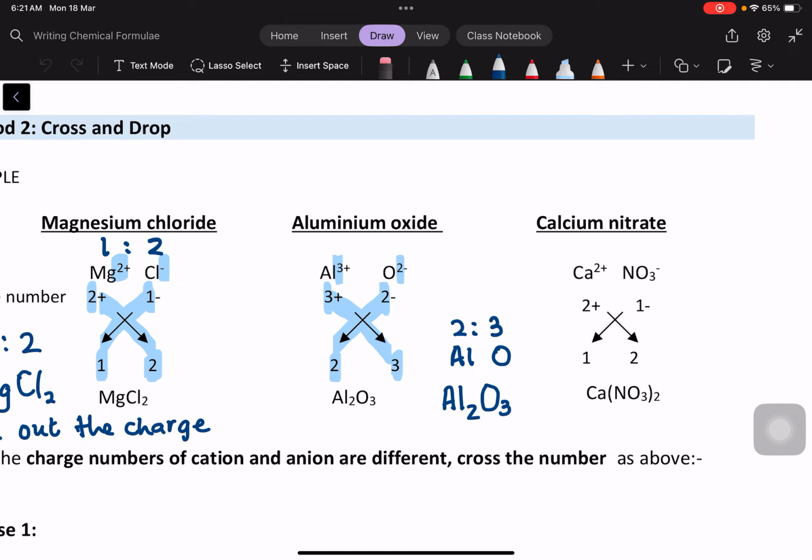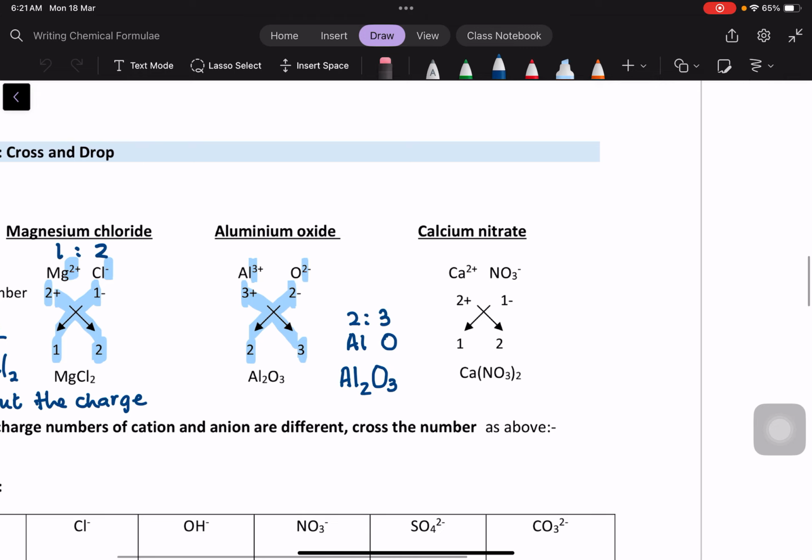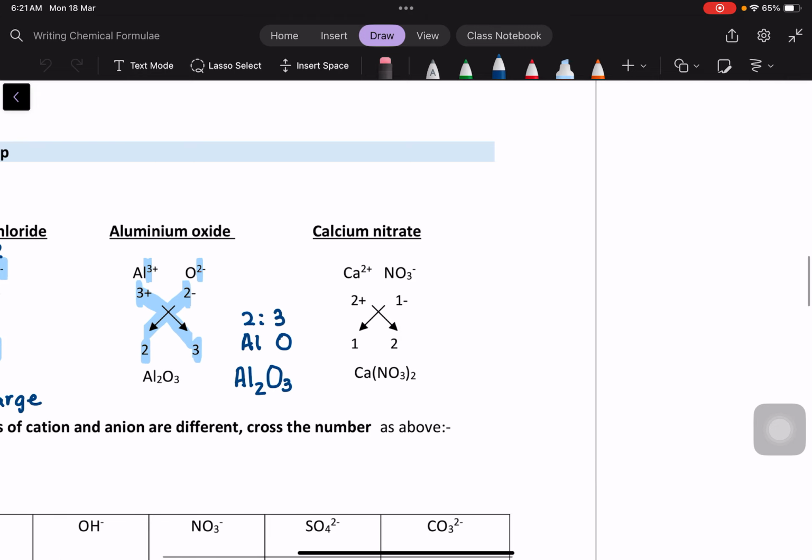Now again, there are no charges for this formula, simply because you have cancelled out the charges when you combine them: 2 aluminium, which has 6 plus, cancel out with the 6 minus of 3 oxide. So that's how you get the aluminium oxide.